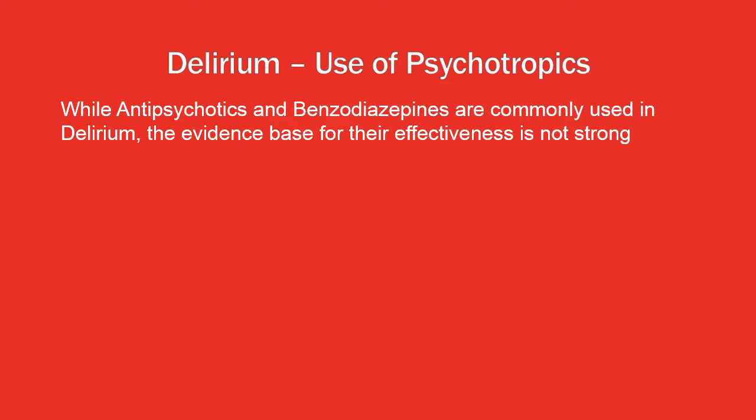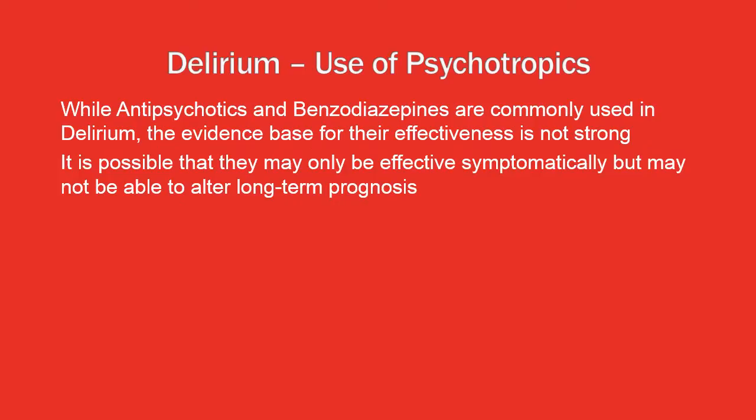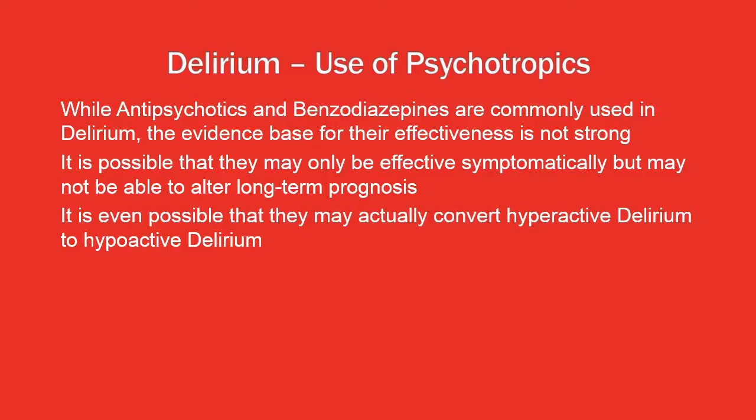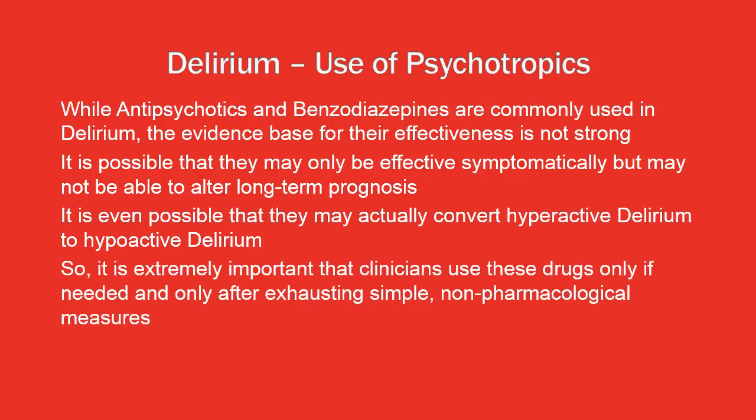While antipsychotics and benzodiazepines are commonly used in delirium, it is important to recognize that the evidence base for their effectiveness is not strong. It is possible that these drugs may only be effective in reducing symptoms, but may not be able to alter long-term prognosis. It is even possible that they may actually convert hyperactive delirium to hypoactive delirium, which, as we saw earlier, has a poorer prognosis. So it is extremely important that clinicians use these drugs only if needed and only after exhausting simple non-pharmacological measures.